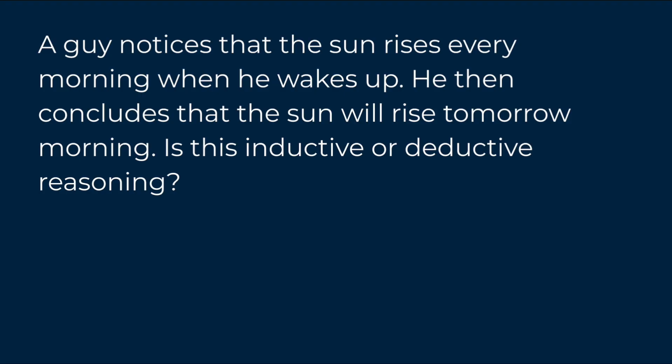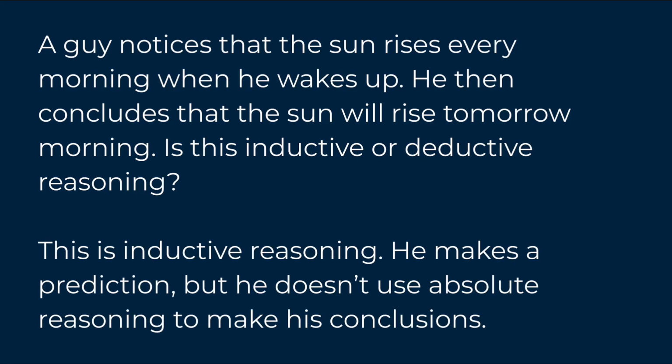The sun rises every morning. And then you're making a prediction that the sun will rise again tomorrow morning. But you can't actually prove it using those examples. What if the sun doesn't rise up tomorrow morning? This is inductive reasoning. He makes a prediction, but he doesn't use absolute reasoning to make his conclusions.